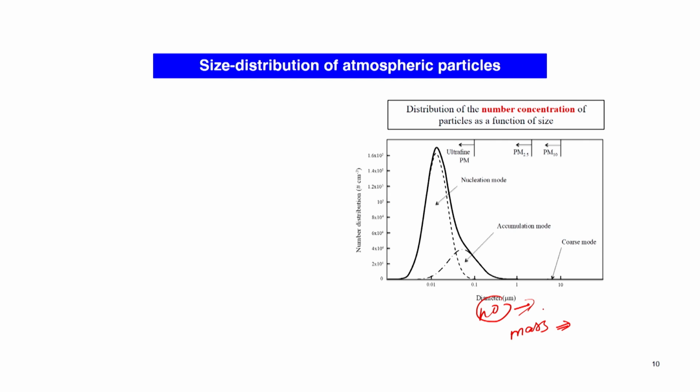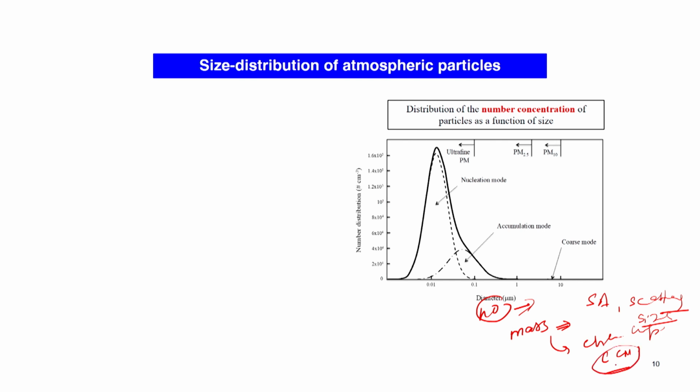Why is number size distribution important? Because when you are discussing properties related to surface area or scattering, you need to know how many particles there are of a particular size, and the mass becomes less important in that case. But when we talk about the chemical composition, and whether the particle is acting as a CCN or not, then mass becomes very important.